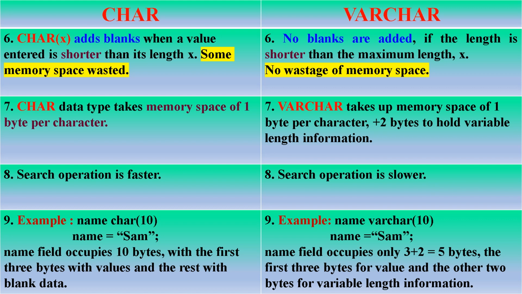Ninth point. Example, name CHAR of 10. Name equals Sam. Here, name field occupies 10 bytes, with the first 3 bytes with values and the rest with blank data. Whereas in VARCHAR, example, name VARCHAR 10, name equals Sam, name field occupies only 3 plus 2 is equal to 5 bytes, the first 3 bytes for value and the other 2 bytes for variable length information.